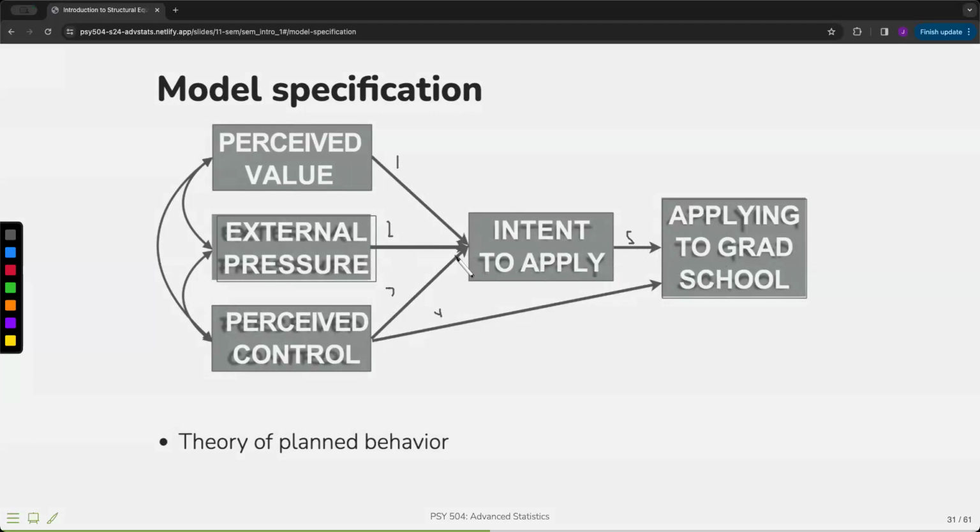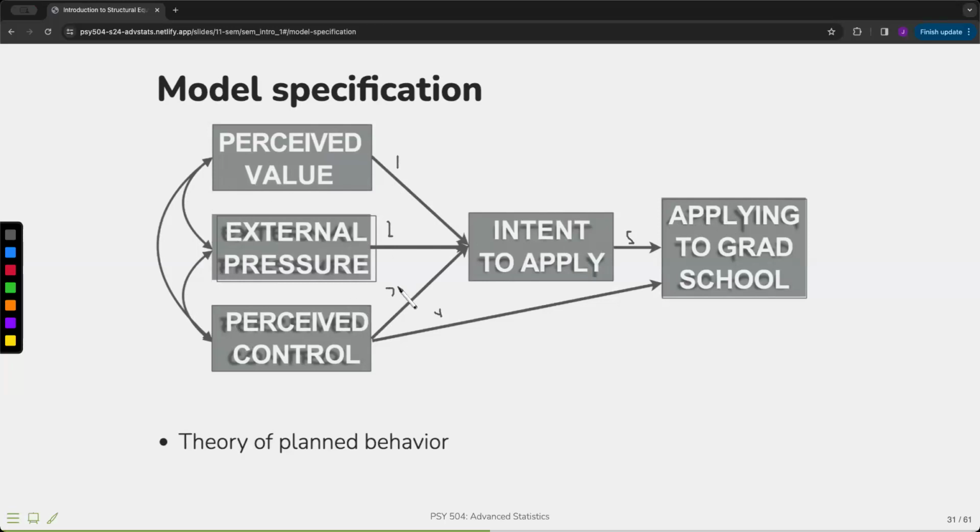We have 3 indirect effects. So we're going to look at perceived value and applying to grad school through intentions. We're going to look at external pressure predicting applying to grad school through intentions, and then perceived control predicting applying to grad school through intentions. So 3 indirect effects. And then we also have 3 covariances here. So we're going to look at the correlation between perceived value and external pressure and perceived control, and then perceived value to perceived control here.